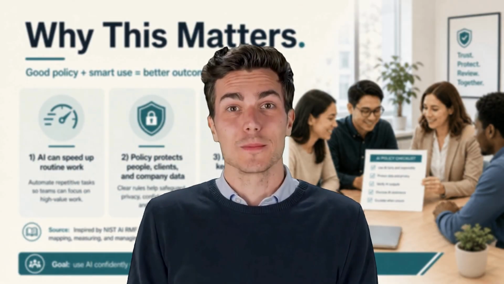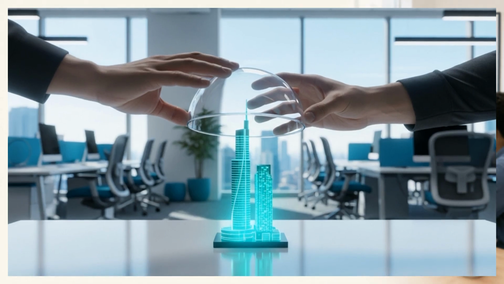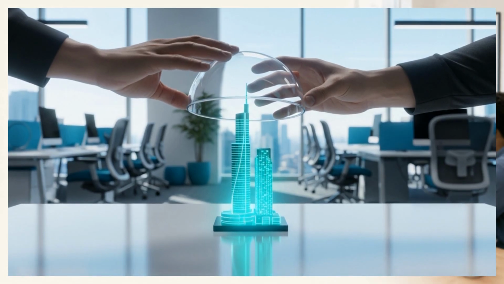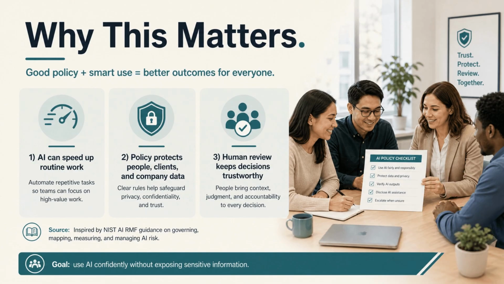So why does this matter? It really comes down to a simple formula: good policy plus smart use equals better outcomes for everyone. We are talking about protecting our work, our data, and our reputation. First, AI can speed up routine work, which automates repetitive tasks so our teams can focus on high-value projects. Second, a clear policy protects our people, our clients, and our company data by safeguarding privacy and building trust. And finally, human review keeps our decisions trustworthy because people bring the context and judgment that I simply can't. Our goal is to use AI confidently without ever exposing sensitive information.